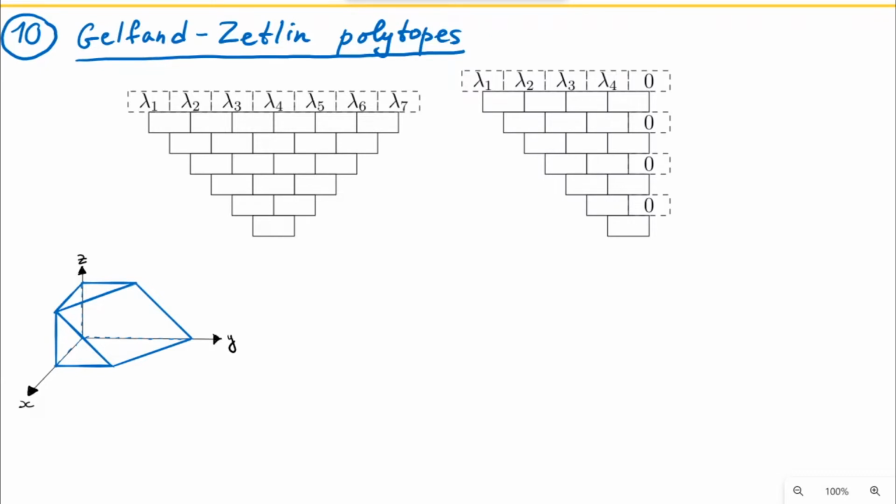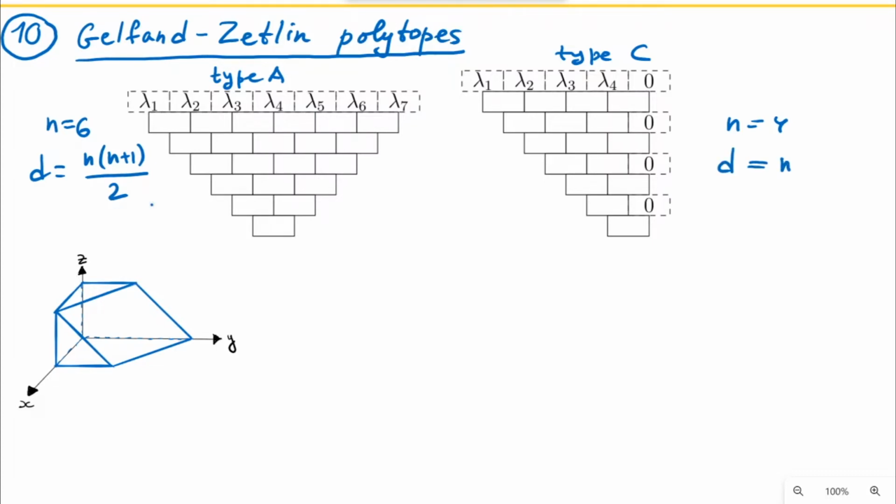Here I took explicit examples for n equal to 6 in type A and n equal to 4 in type C. In general, the polytope will live in a space of dimension D, where D is n times (n+1) in the case of type A. So D is a triangular number, and it's clear from this Gelfand-Zetlin pattern that it indeed has a triangular number of cells. And in type C, D will be equal to n squared, so it's a square number. It is not so clear from this pattern, but you might notice that if you count together cells in consecutive rows, then you will get odd numbers, and it is well known that the sum of odd numbers is equal to a square number.